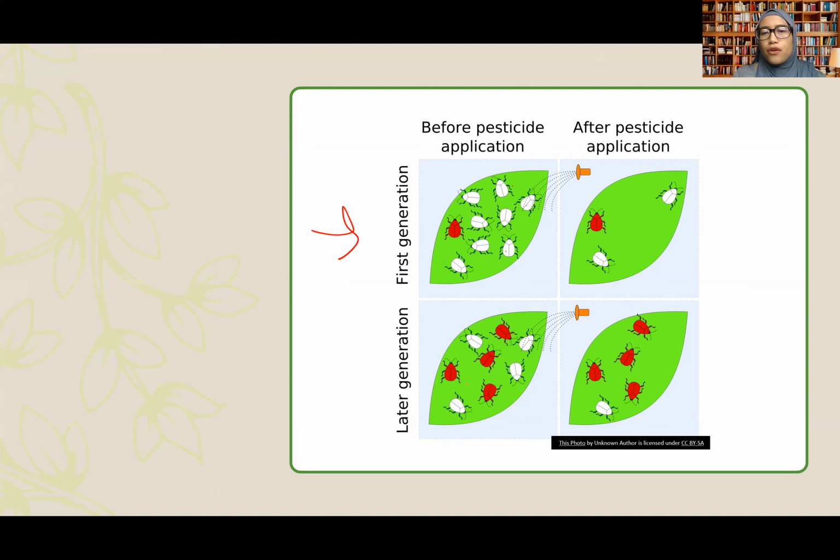We have 4 red ones and 4 white ones, and then after the pesticide application, most of the white ones die off. So we can see here that the red one is actually quite resistant to the pesticide, and it can survive more. So it's like survival of the fittest. It's natural selection, although this selection is because of pesticide application.